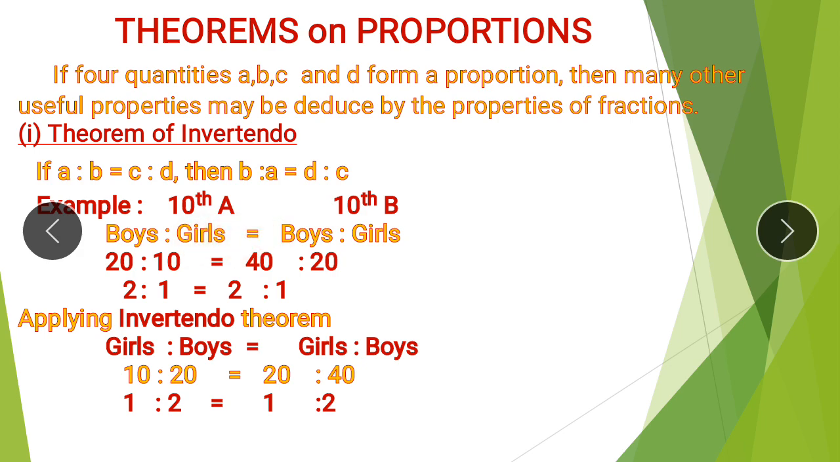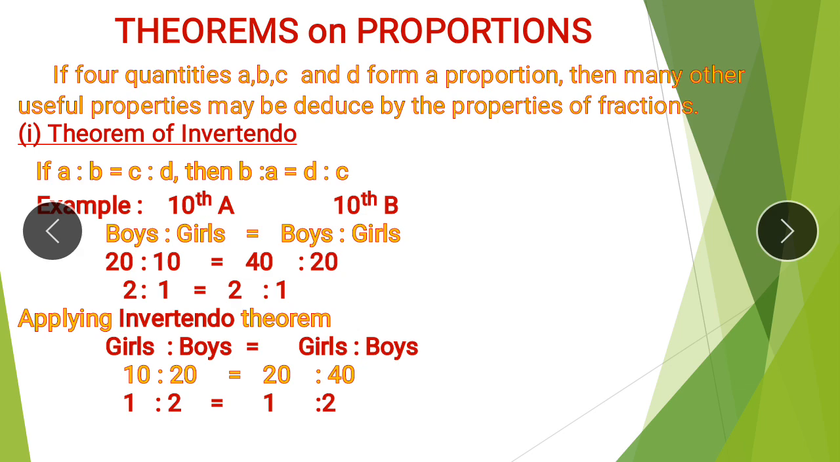Let's take the example of the ratio of boys to girls in two sections of class 10th. In 10th A, the ratio of boys to girls is 2:1, as the number of boys is 20 and the number of girls is 10. In section B, the number of boys is 40 and the number of girls is 20. So when we go with the simplified form of these ratios, we will get 2:1 and 2:1, which means that the number of boys is double the number of girls.